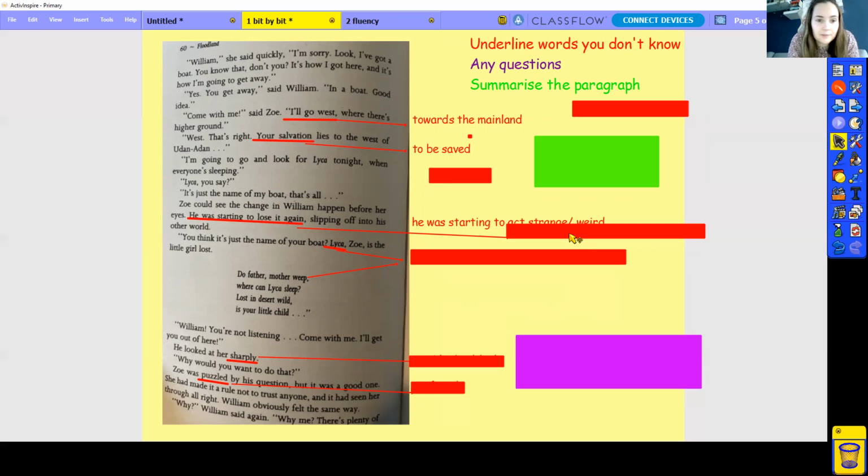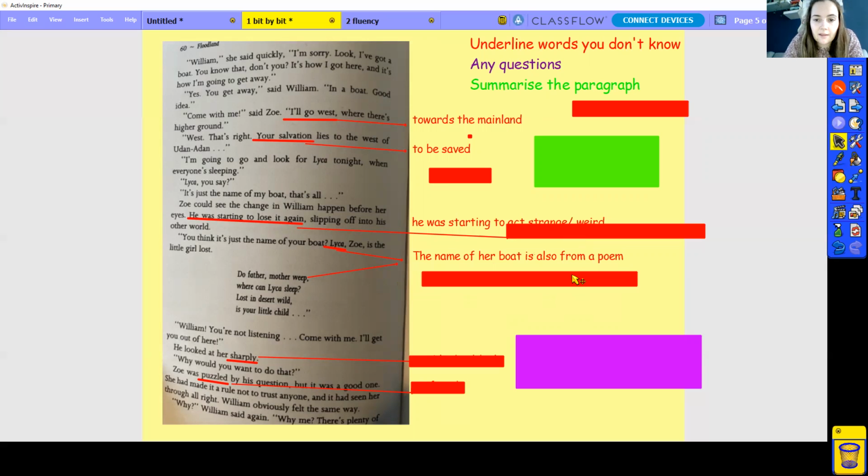He's slipping off into his other world. You think it's just the name of your boat, Laika? Zoe is the little girl lost. So Laika is the little girl lost. Do father, mother weep? Where can Laika sleep? Lost in the desert wild is your little child.